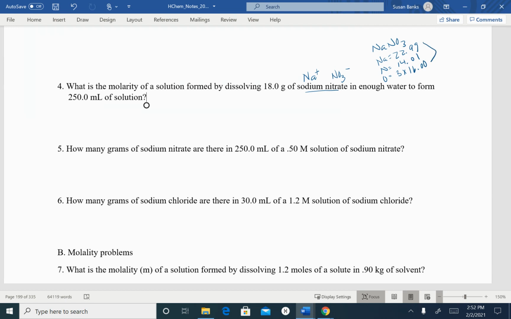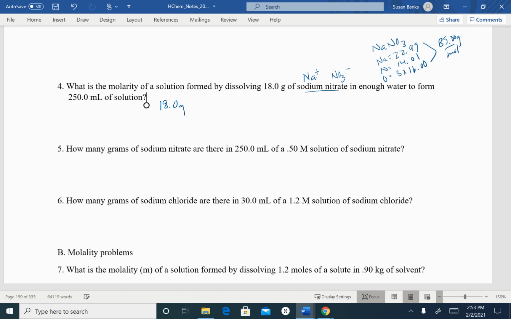So 22.99 plus 14.01 plus 48. 3 times 16 is 48. We're going to get a molar mass of 85 grams per mole. Okay, so here we go. I think we've got our background of what we need to do. So we're going to take our volume first. Well, actually, we can take our volume first, or we could take the grams. It really doesn't matter, either way. So let's take our grams first.